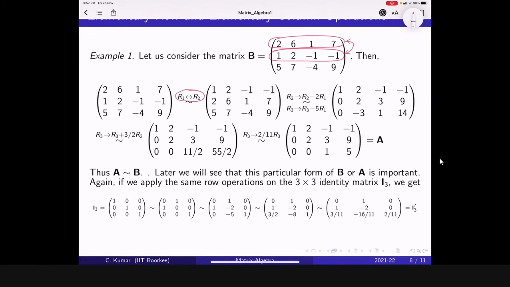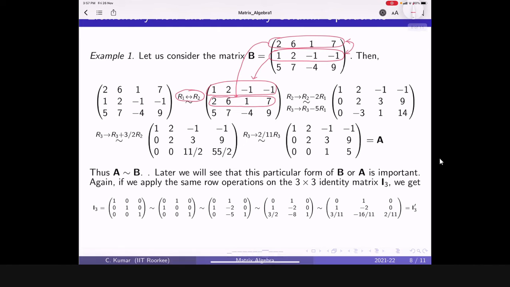So the second row will come in place of the first row, and the first row will come in place of the second row. So this row will come here. Okay, so this is interchanging row 1 with row 2. Similarly, you can do this for the other rows of the matrix.